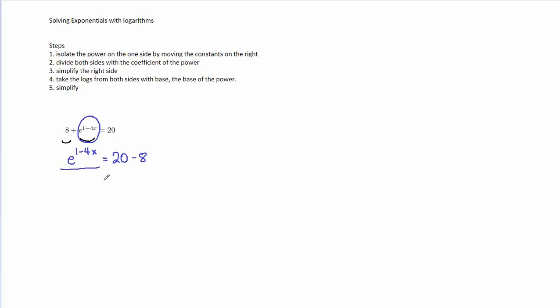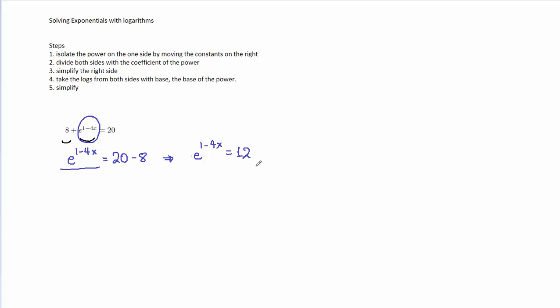You leave this alone. Now you can simplify that. So let's simplify it. You have the most simplified version of this equation, and this is going to be equal to 12. What does the second step say? Divide both sides by the coefficient of the power. Well, as you can see right here, the power doesn't have any coefficient. It is multiplied by 1. So you can skip step 2 in this case. You don't have any coefficient, so you go to the next step. Simplify the right side. Well, the right side is already simplified, it is 12, so we are good.